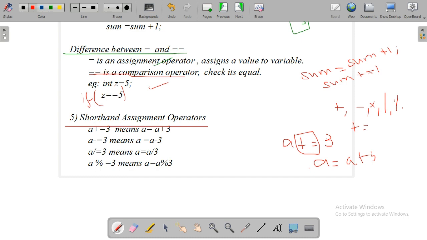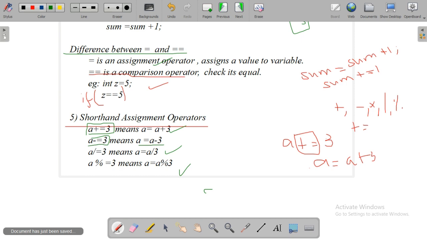How will you write it using the shorthand assignment operator? Sum equal to sum plus 1 is an expression. Just imagine you want to write this expression in shorthand form. What is the arithmetic operator here? Plus. So sum plus equal to 1. This way you should write. These are known as shorthand assignment operators. So a plus equal to 3 means a equal to a plus 3. A minus equal to 3 means a equal to a minus 3. A divided equal to 3 means a equal to a divided by 3. A modulus equal to 3 means a equal to a modulus 3.